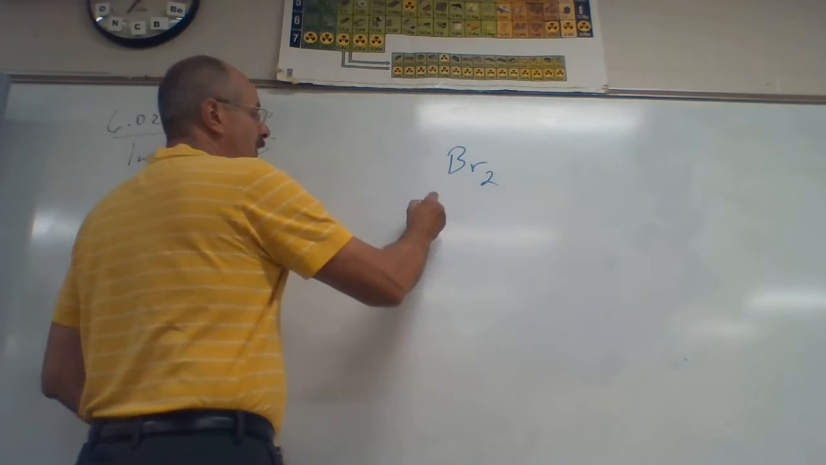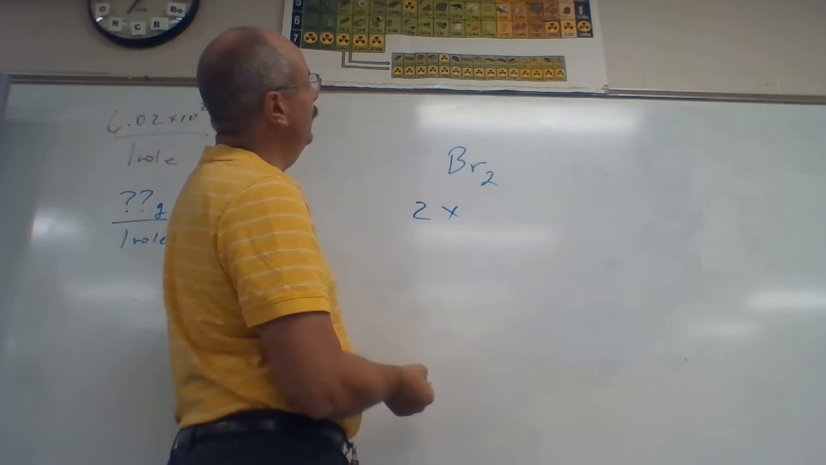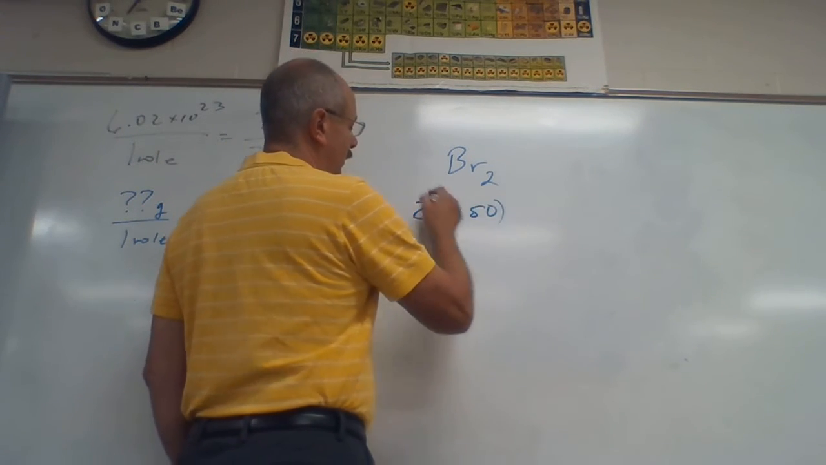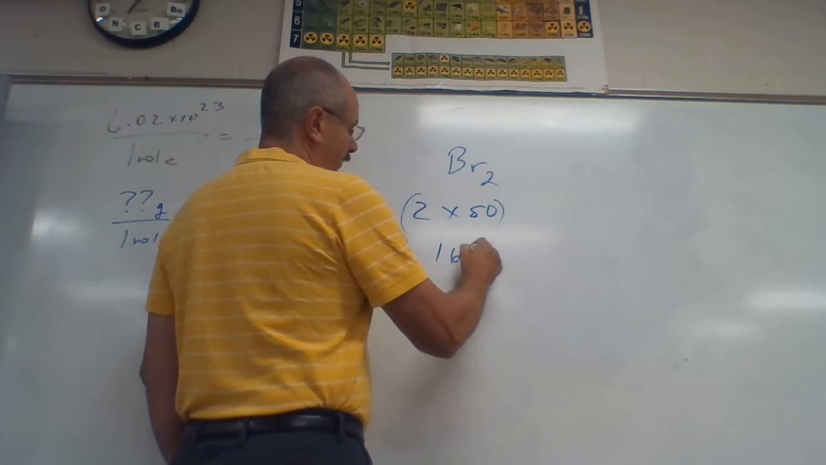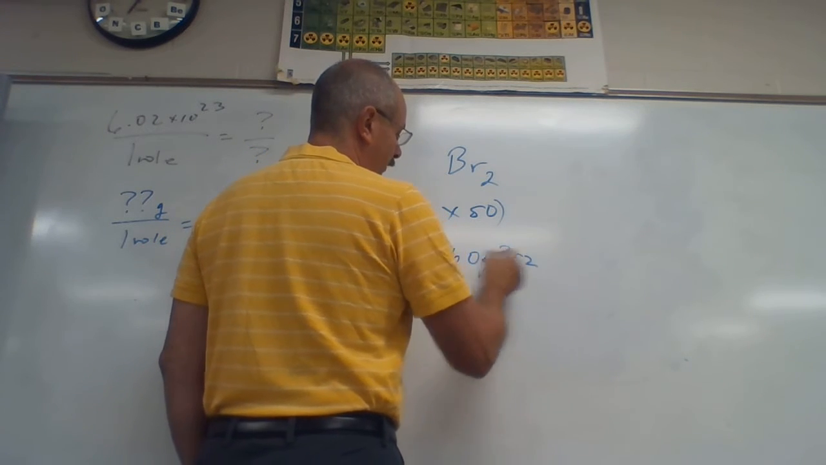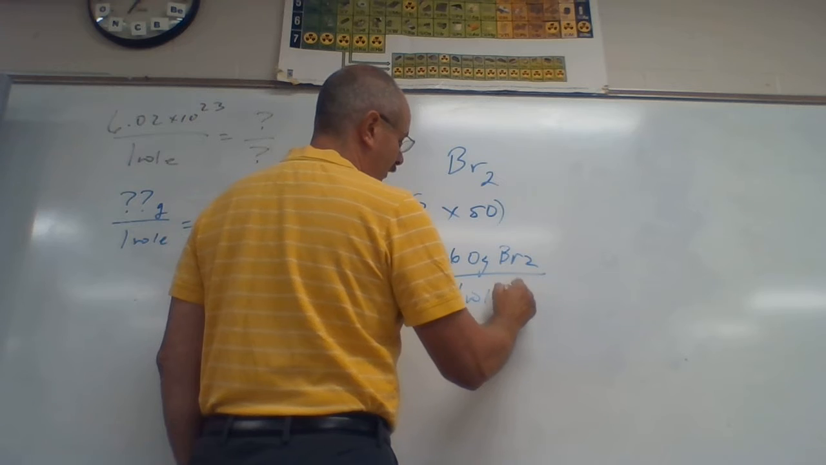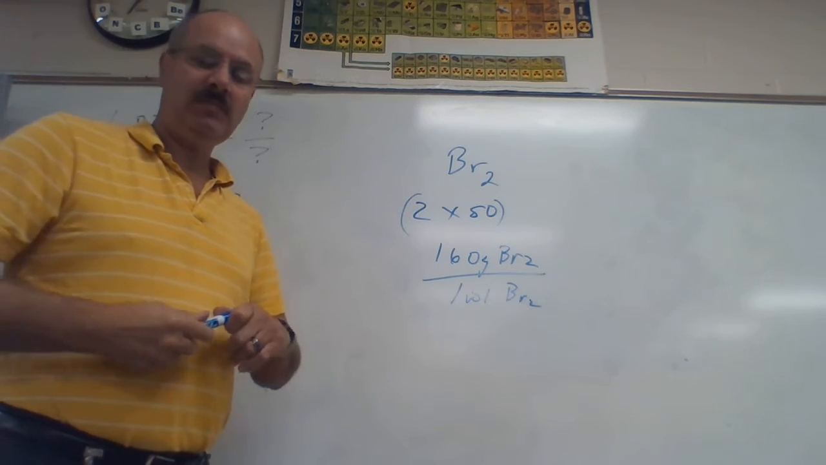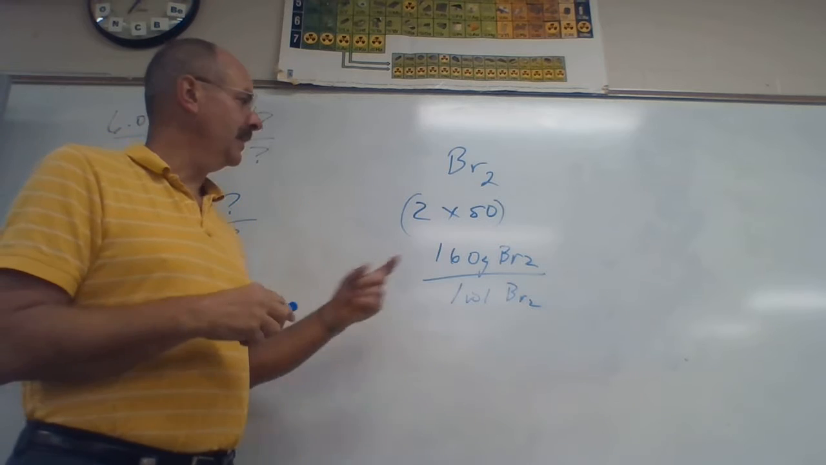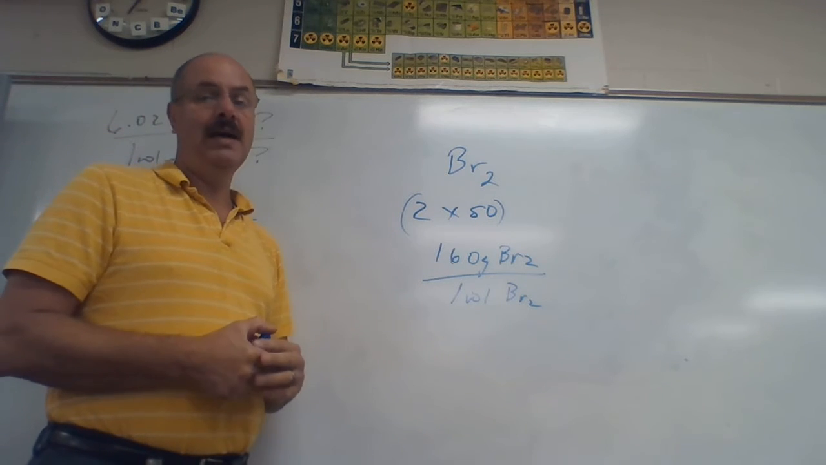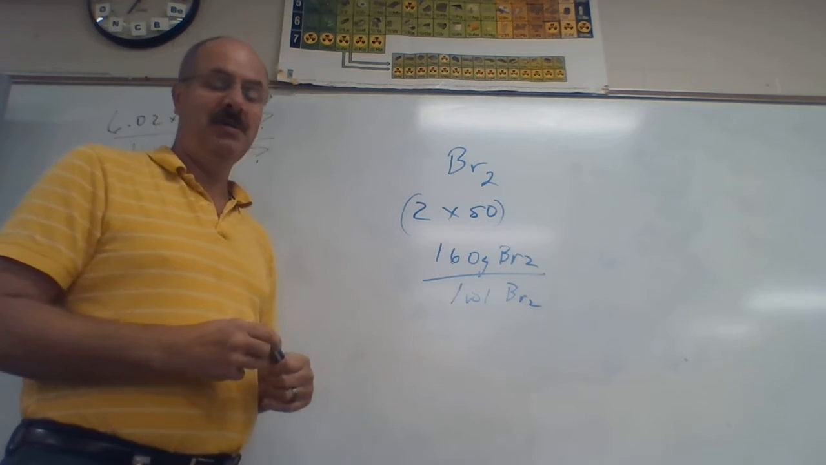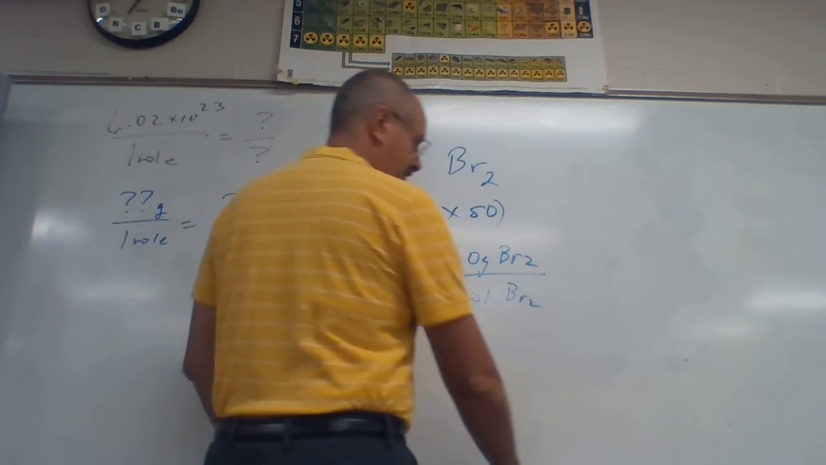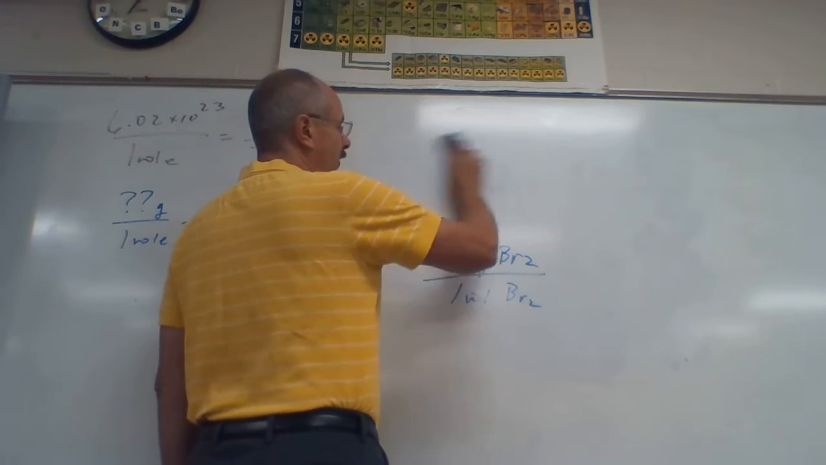So we're going to go 2 Br times his mass is 80. So that's 160 grams of Br2 per 1 mole of Br2. That's my answer for that one. Easy enough, but if you only had 80, then that means you didn't do diatomic, which you forgot about the diatomic dudes. You have to remember those. All right, on to the next one.